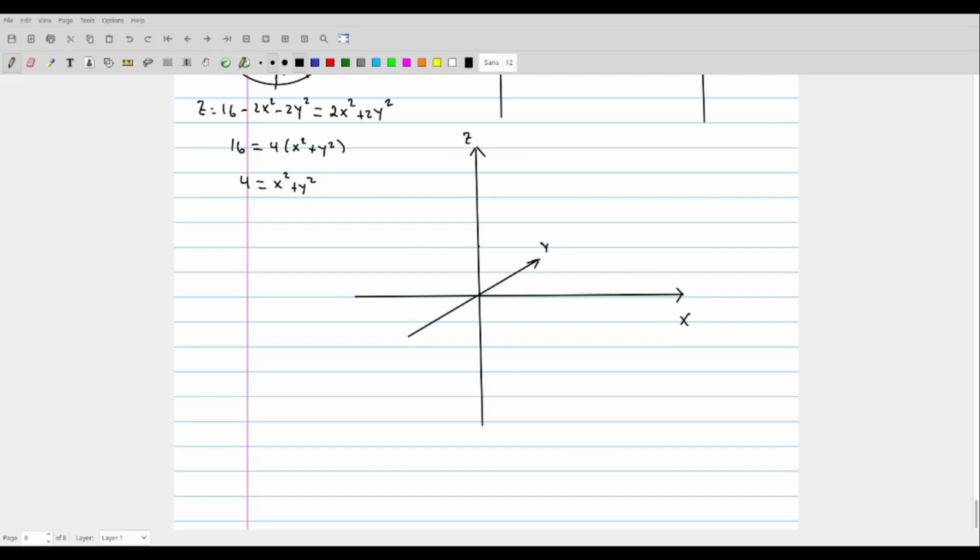We have up here at, say, z equals 8. We'll call this z equals 16. Then at z equals 8, you have a circle of radius 2. We have a downward opening paraboloid. This is that top paraboloid, z is equal to 16 minus 2x squared minus 2y squared.